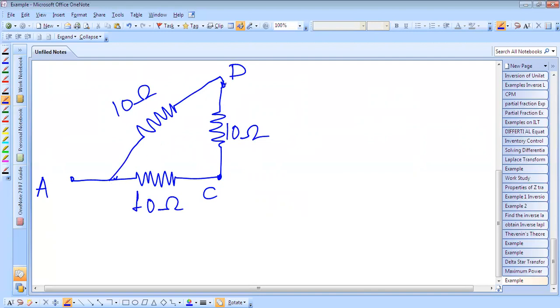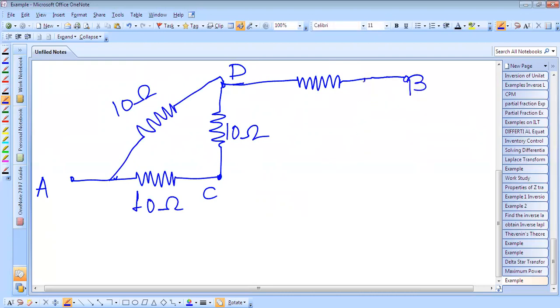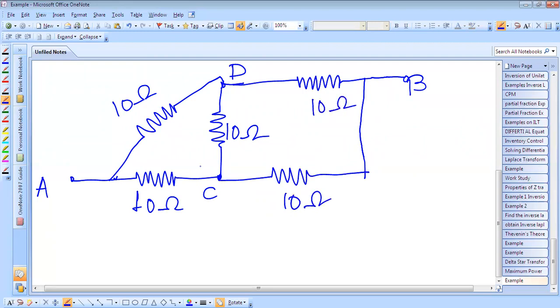So between D and the B terminal there is also a 10 ohm resistor, and from this B, a 10 ohm resistor is connected to the C. Okay, such arrangements are there. So what we'll do, we'll just convert this delta into this star.